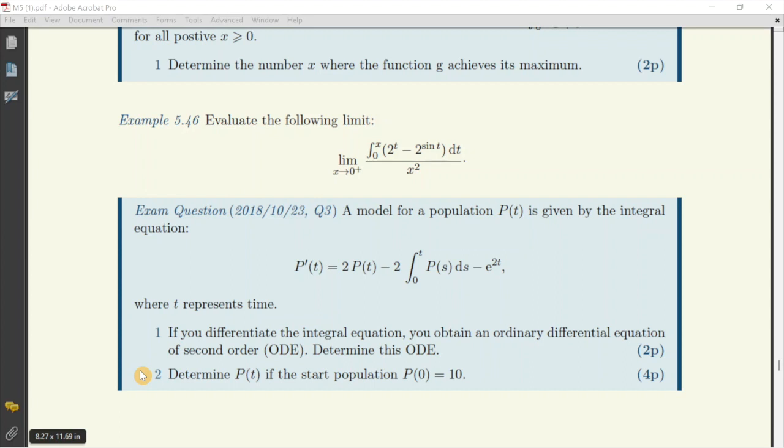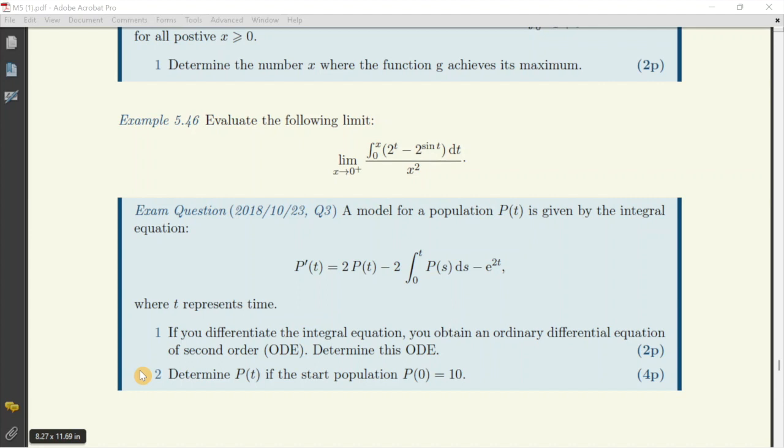Where t represents time. Number one is actually guiding you. Number one, if you differentiate the integral equation, you obtain an ordinary differential equation of second order. Determine this ODE, this ordinary differential equation. And number two, we want to determine P of t if the start population, meaning the number of people at 0, is equal to 10. Okay? The second part is actually very interesting.